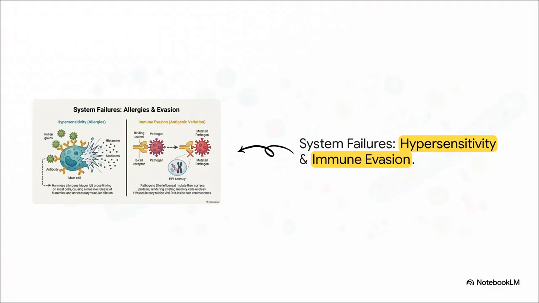First, consider hypersensitivity or allergies. This is the system getting confused. Harmless allergens like pollen trigger unnecessary histamine releases from mast cells, causing the vascular dilation and downright misery we know as hay fever. But an even greater threat is immune evasion. Pathogens like influenza outsmart us by constantly mutating their surface proteins, a process called antigenic variation. Your existing memory cells are looking for yesterday's keyhole, rendering them totally useless against today's mutated virus.